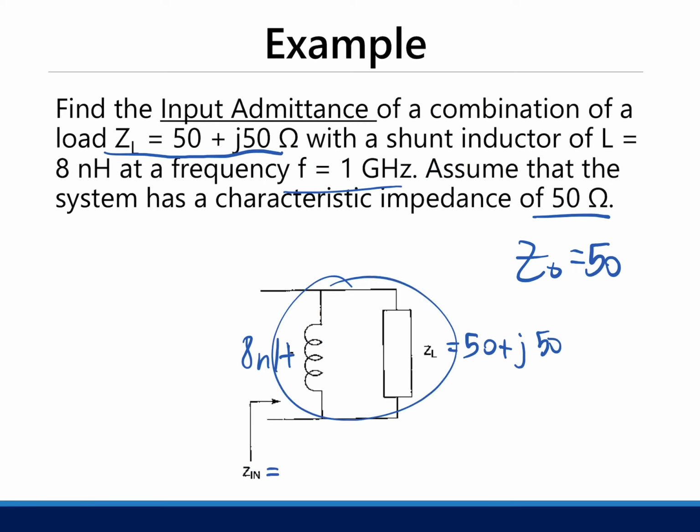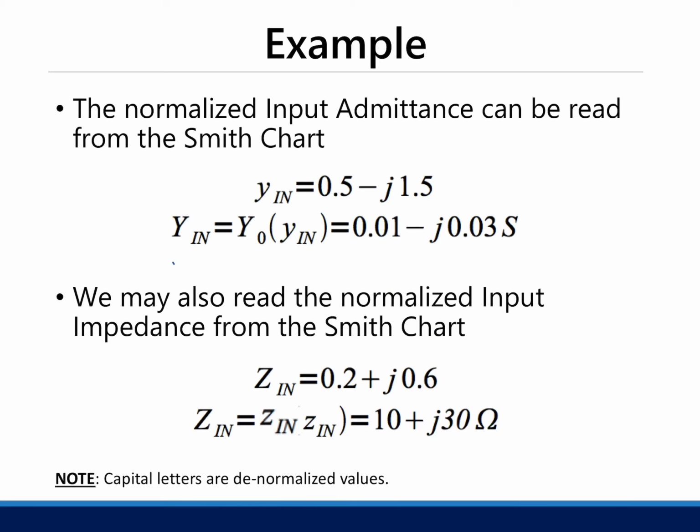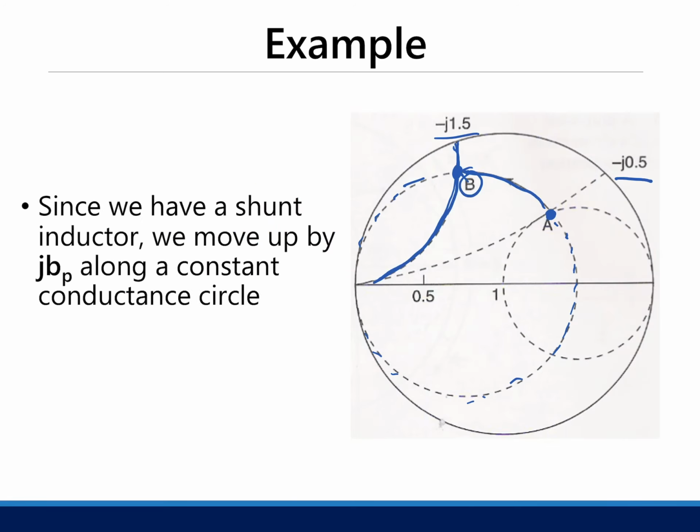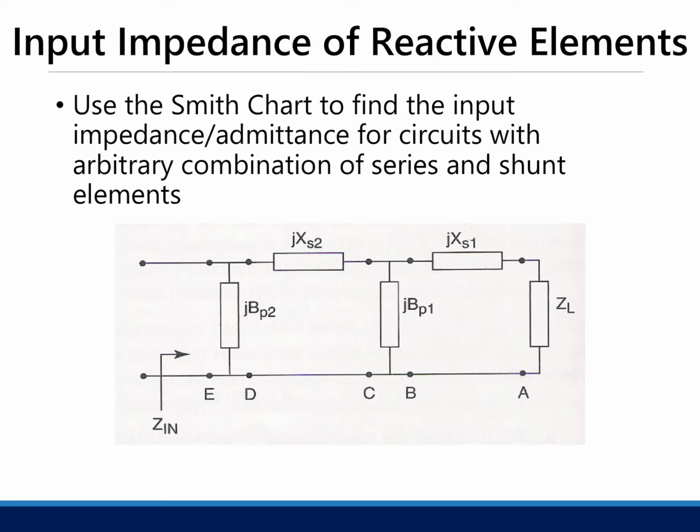And to get your Zin, you just need to get the reciprocal of that. Okay, so there you go. Get the reciprocal of that, and we may also read the impedance from the Smith chart. So the impedance in the Smith chart is this. Multiply that by Z0. You get 10 plus j30 ohms. Okay, so that's how you use the Smith chart.